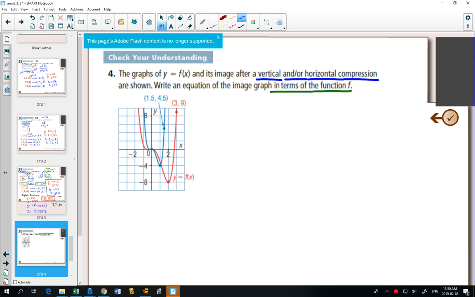So this in terms of the function f means that you will have f of x somewhere in your equation on the right-hand side. So I'm going to show you two techniques for this question. I will show you the easy technique that works in this question, but only sometimes, and then a little bit harder technique that we're going to need to use later on. So first of all, the easy technique.